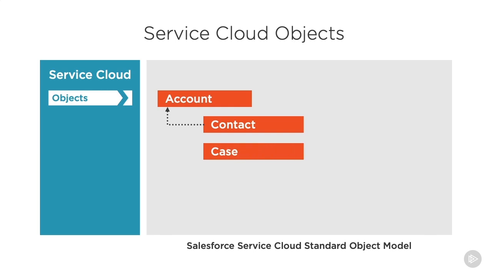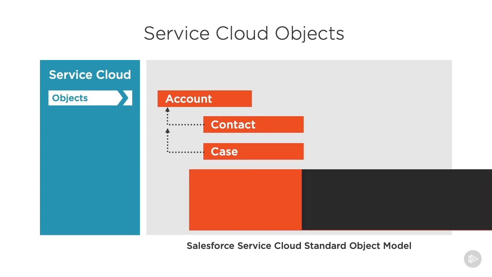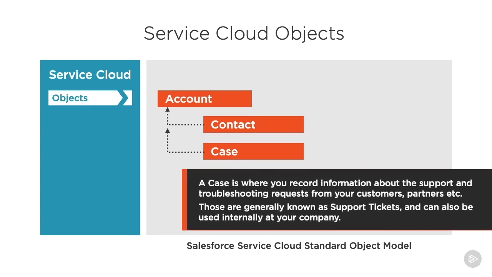And we also got an object for that, the case, also known in other softwares as a ticket or support ticket. Just like the contact, it will be linked back to its account so that we can track which customer this request is about. A case is where you record information about the support and troubleshooting requests from your customers, partners, etc. Those are generally known as support tickets and can also be used internally at your company.